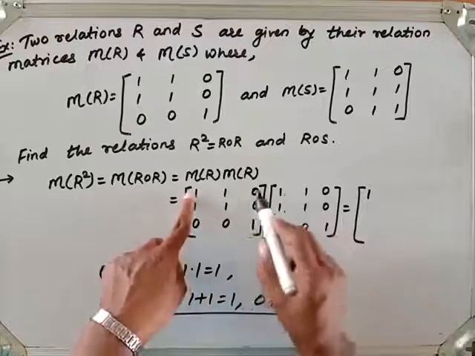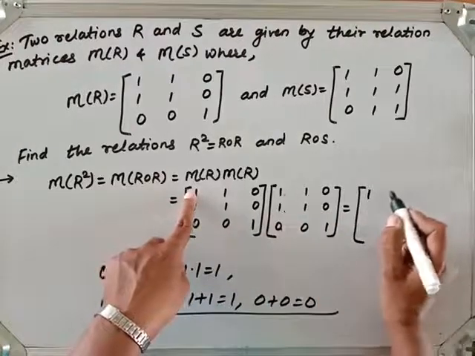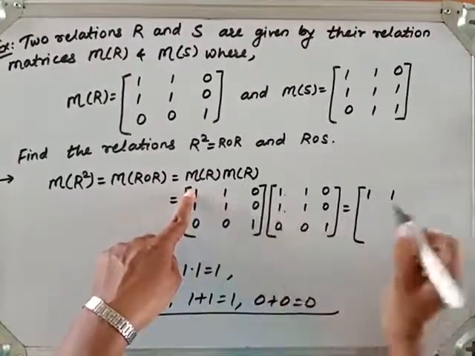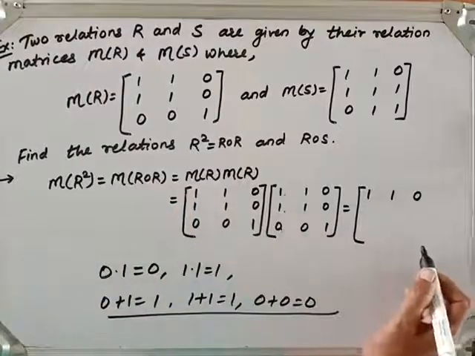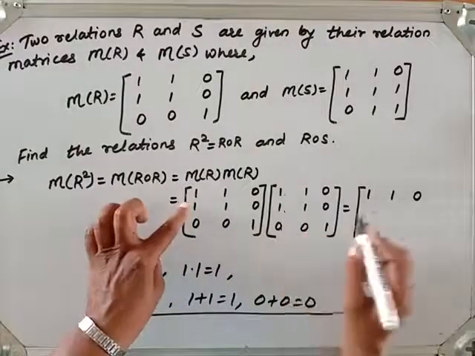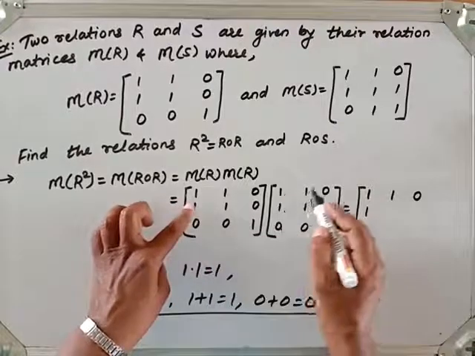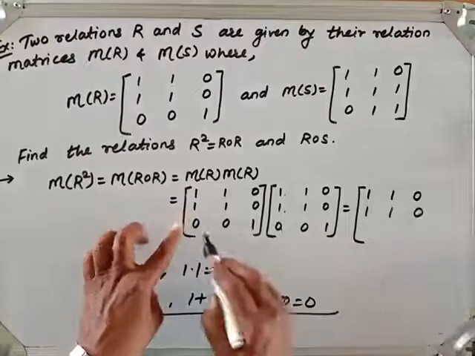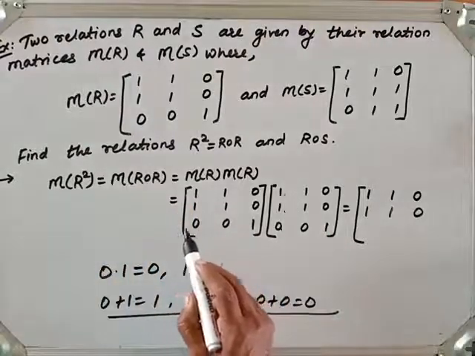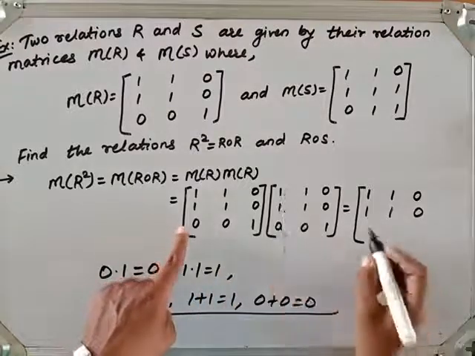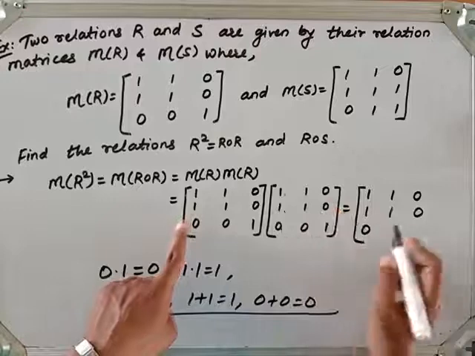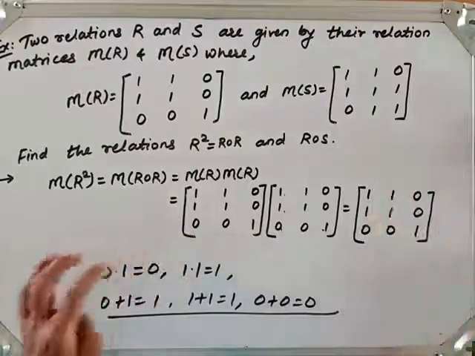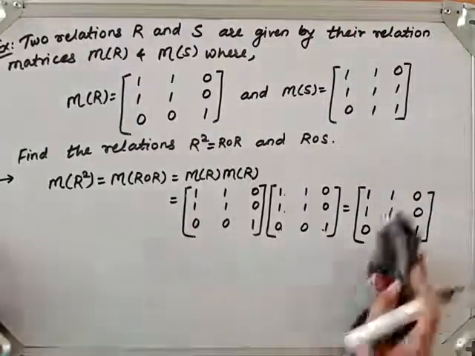Similarly, first row second column, it is the usual product of matrices, also gives 1. First row third column gives 0. Now second row first column gives 1, second row second column also gives 1, second row third column gives 0. Now third row first column is 0, third row second column is 0, and third row third column is 1. This is our matrix representation for R square.